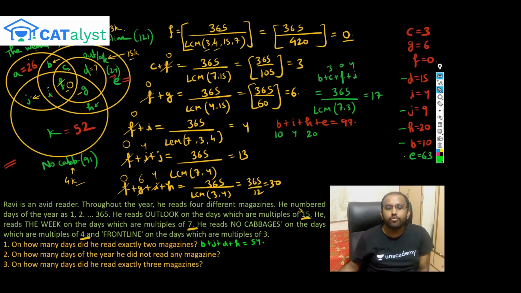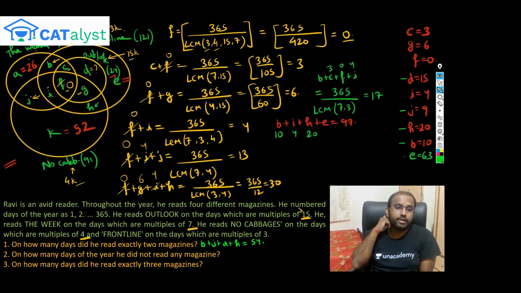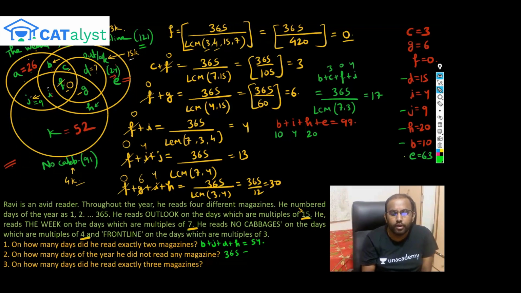On how many days of the year did he not read any magazine? He did not read any magazine, right? There are 365 days in total. Just calculate the values on which he is reading the magazine. That is the total Venn diagram value. The biggest circle is 121. So let's count this full circle as 121. 121 plus 26 is 147. 147 plus the value of J, which is 9, is 156, plus 52 is 208. So it is 208. So 365 minus 208, 157 is left out.